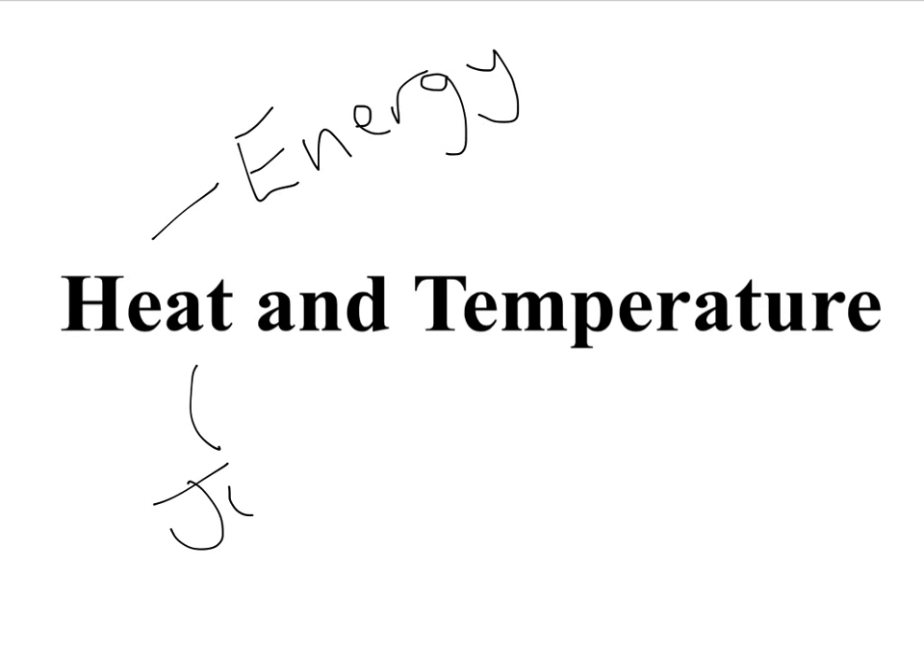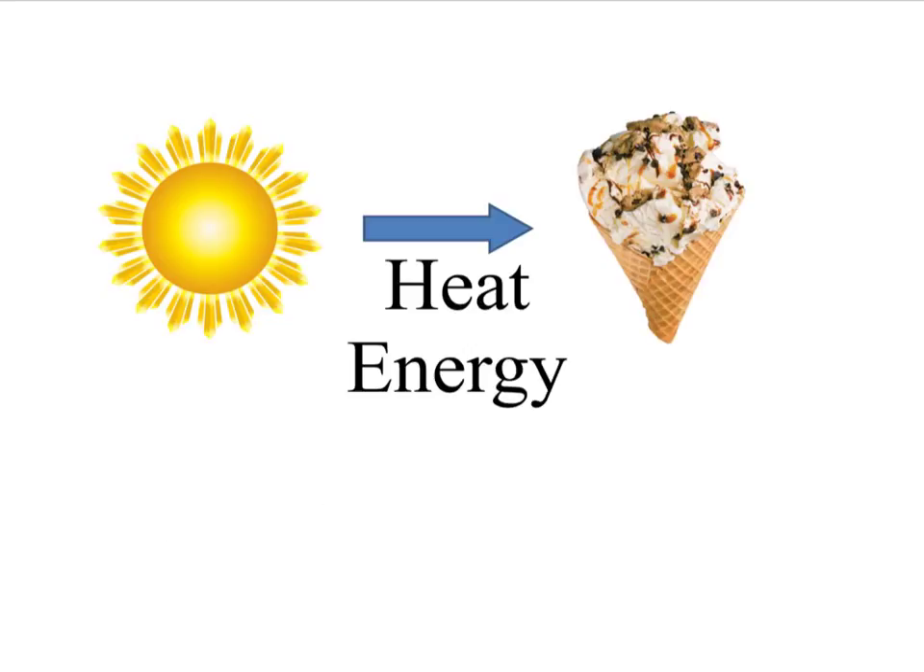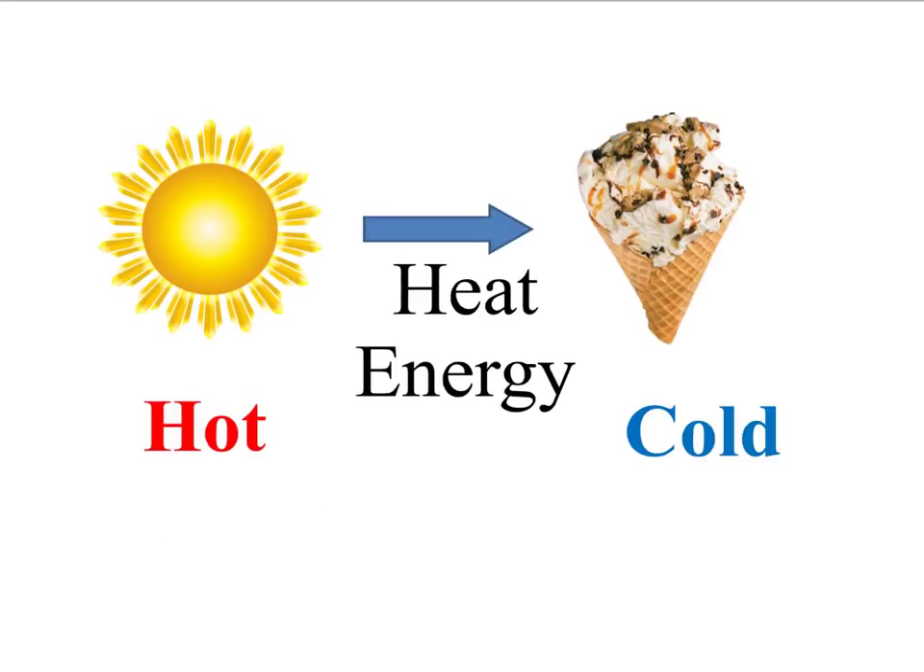I'm going to talk next about heat and temperature, what each one is and the difference between them. We'll start off with heat. Heat is actually a type of energy, and it's measured in joules, or J for short. The direction of heat travel is always to cold.